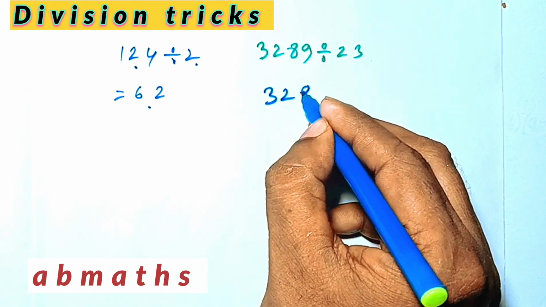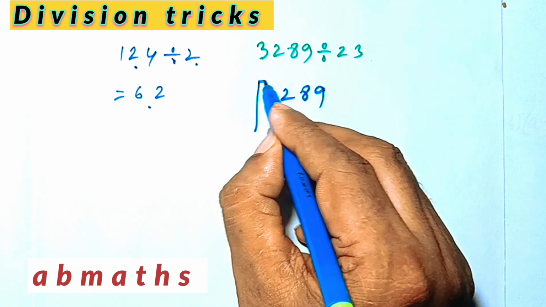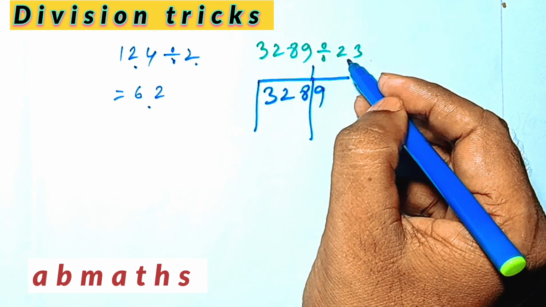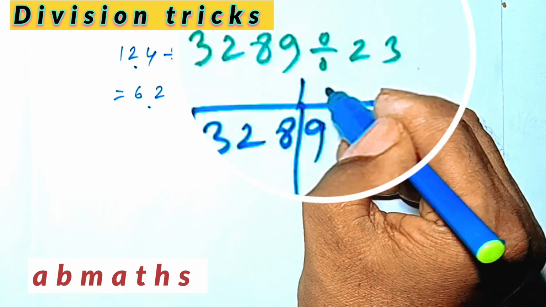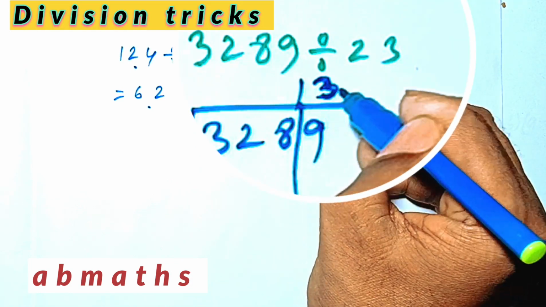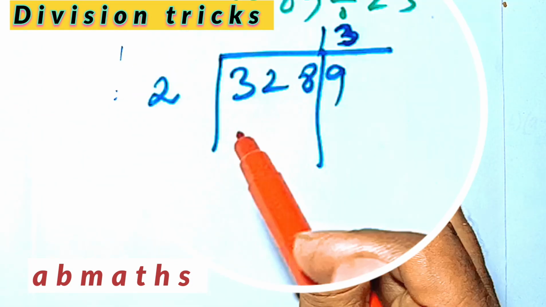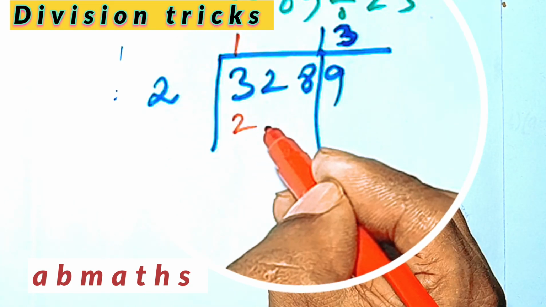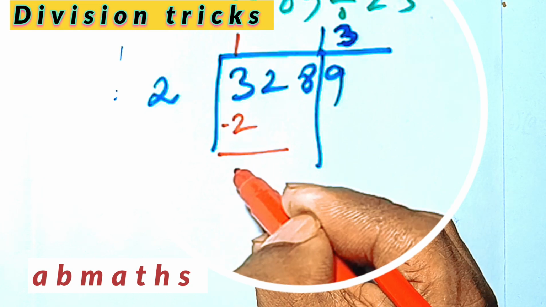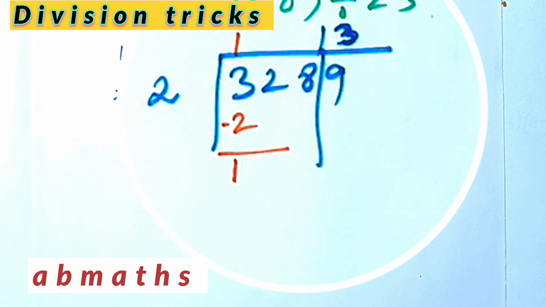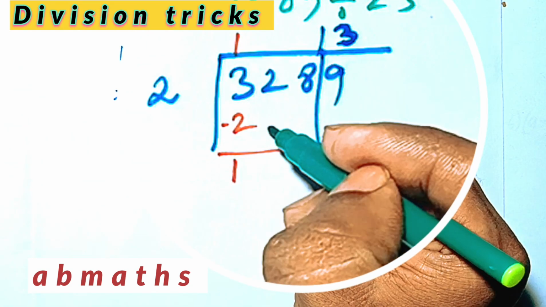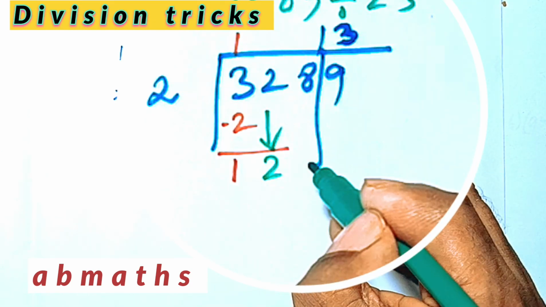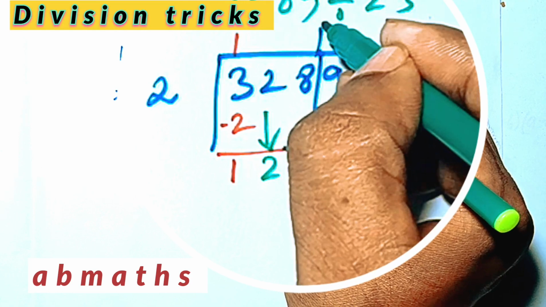3 2 8 9. We will write 2 here and 3 above it, here 3. So now we can divide it with 2. 2 1 is 2, so we write 2 here, we subtract it, 3 minus 2 is 1. Now we bring down 2. Whenever we bring down, we have to multiply with 3 to get the result and subtract it.